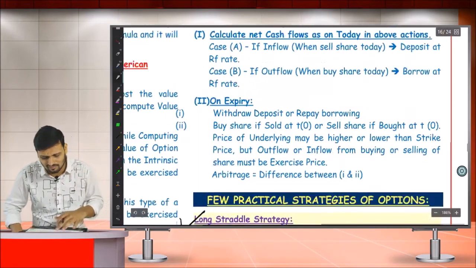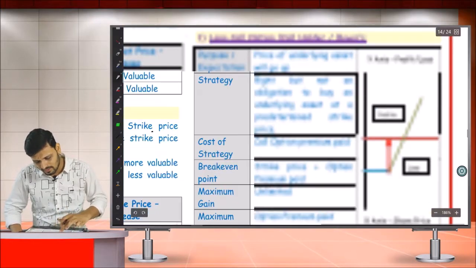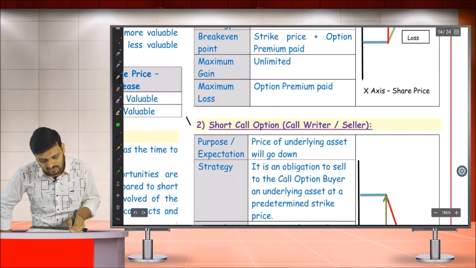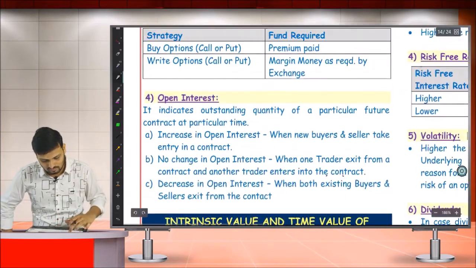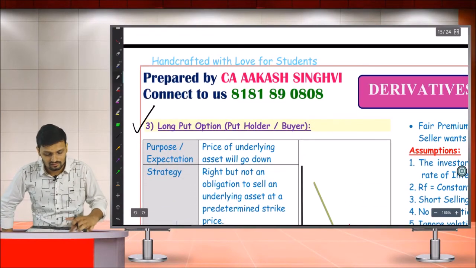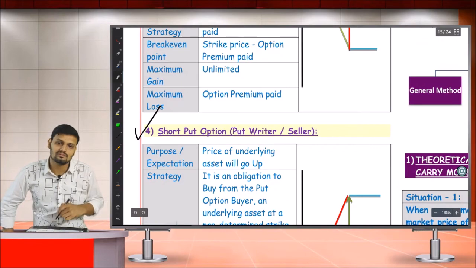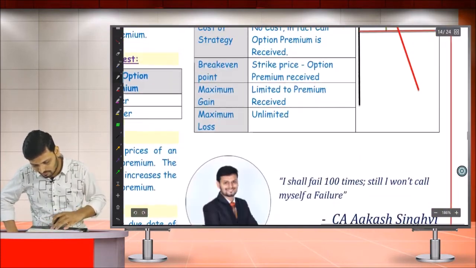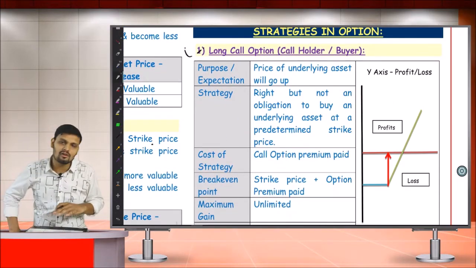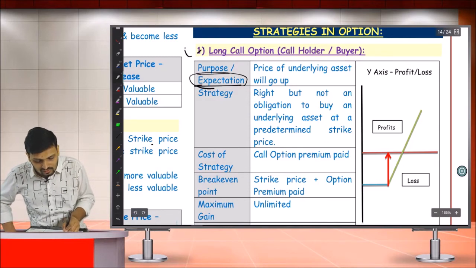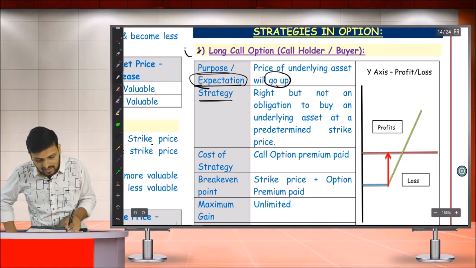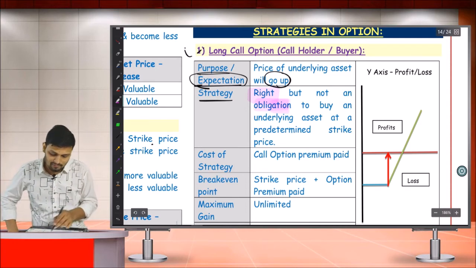These are very simple. For example, first let me make you understand the 4 basic strategies. Buying call option, selling call option. Then, buying put option, selling put option. That is it. These are the 4 basic strategies in option. Let me first make you understand what will happen if you are buying call option. What is your expectation? Sir, my expectation to buy call option is that the price will go up. Yes, price will go up. Strategy. It is a right but not an obligation to buy an underlying asset at a predetermined strike price.